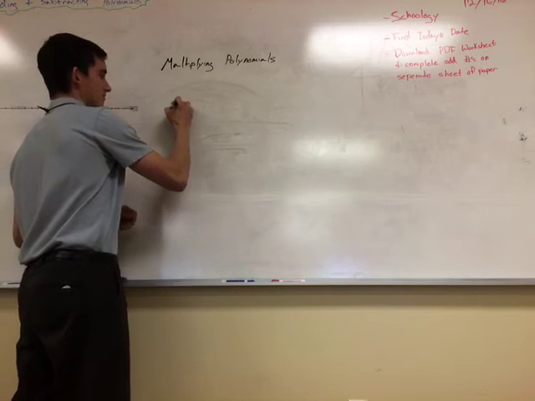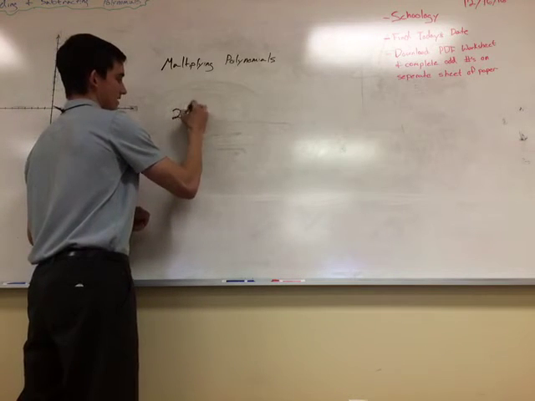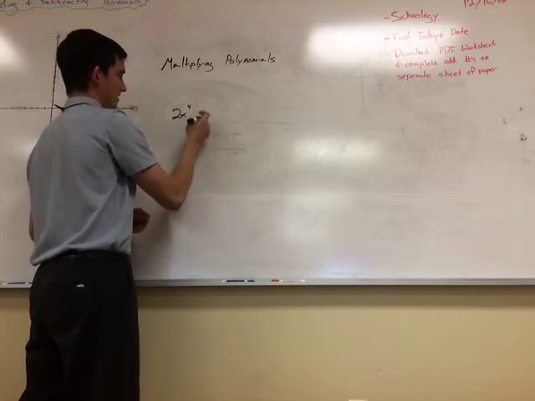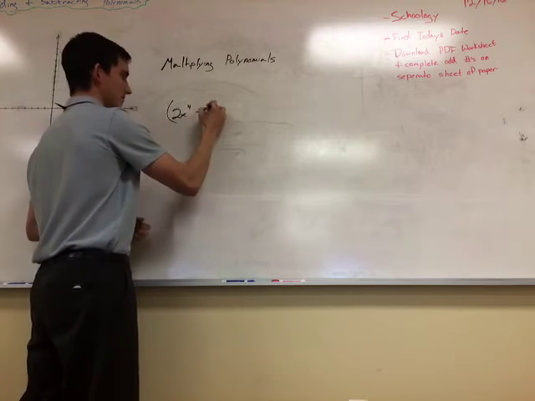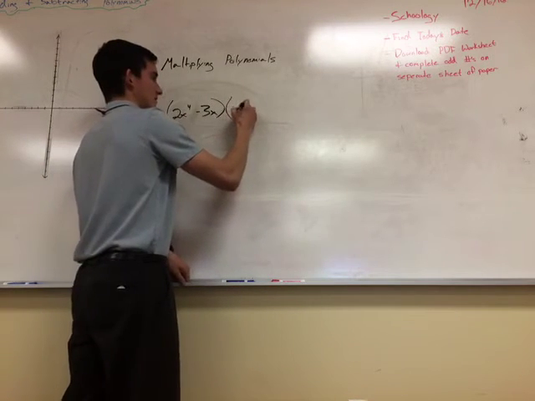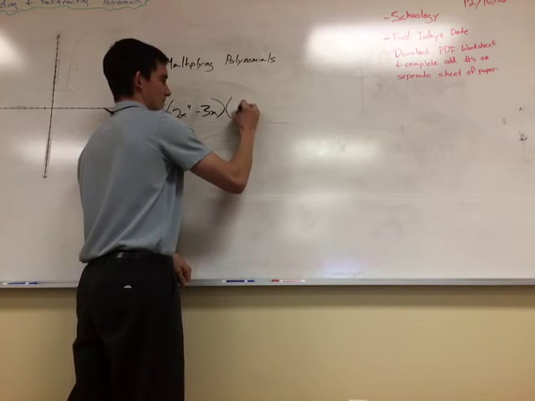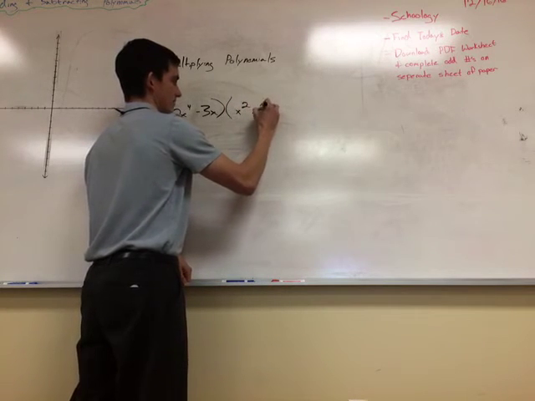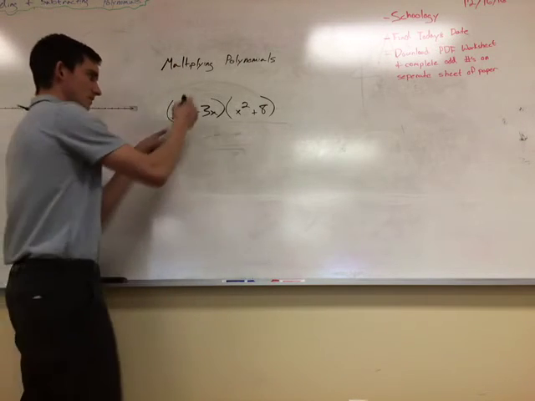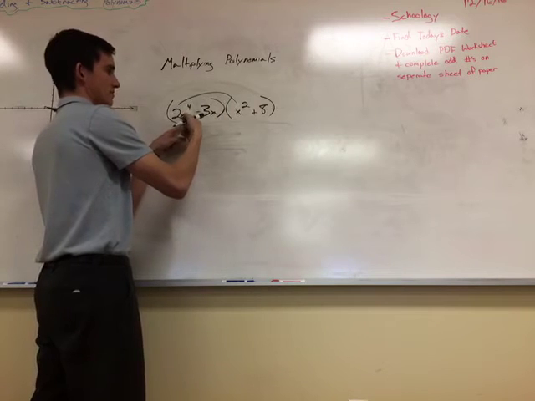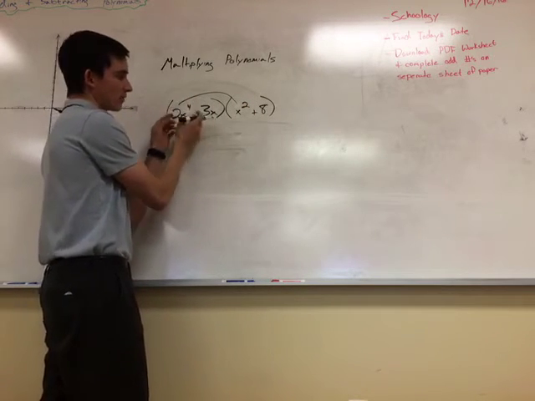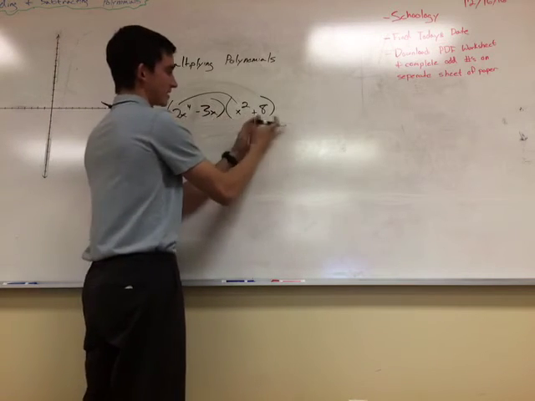Let's see. Let's do a more complicated one. 2x to the 4th, oops, I want to make that a binomial. Okay, 2x to the 4th minus 3x times x squared plus 8. All right. 2x to the 4th times x squared, then 2x to the 4th times 8. And then I'll be done with the 2x to the 4th because, again, I want to make sure every term in here is multiplied by every term in here one time.